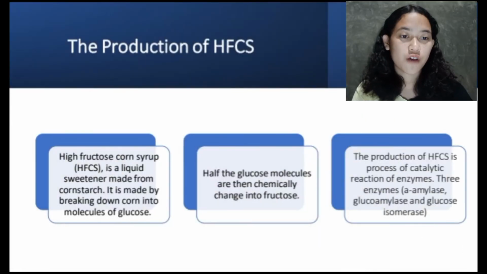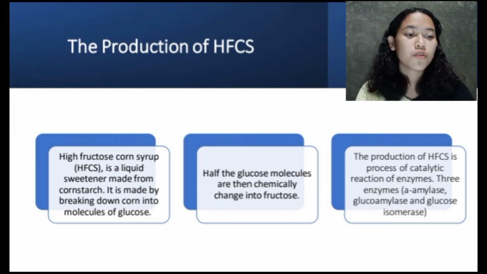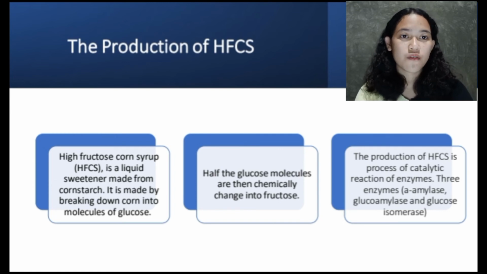The production of HFCS. High fructose corn syrup is a liquid sweetener made from cornstarch. It is made by breaking down corn into molecules of glucose. Half the glucose molecules are then chemically changed into fructose. The production of high fructose corn syrup is a process of catalytic reaction of enzymes. The three enzymes are amylase, glucoamylase, and glucose isomerase.